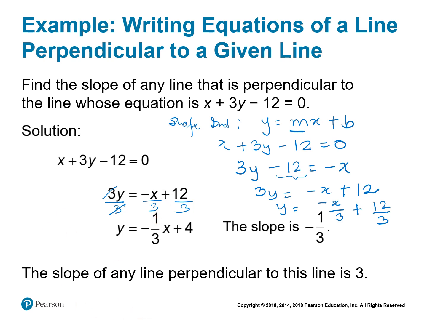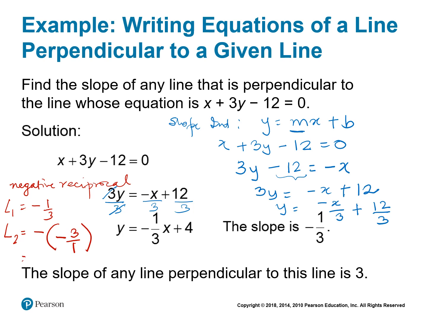So again, let me write that down. It's the negative reciprocal. So we have negative 1/3. Line 1 has a slope of negative 1/3. So line 2 is going to be the negative of the reciprocal of negative 1/3. To form the reciprocal, what do we do? We flip the numerator and the denominator. So it's going to be negative 3 over 1, correct?